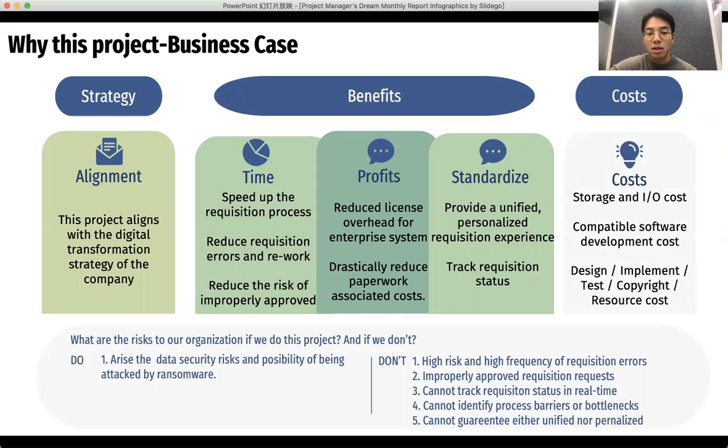The first one is time efficiency. In general, we could speed up the requisition processing, reduce requisition errors and rework, or reduce the risk of improper approval. And it also brings a lot of monetary profits, such as reducing the license overhead, or, very apparently, drastically reducing the paperwork associated costs.